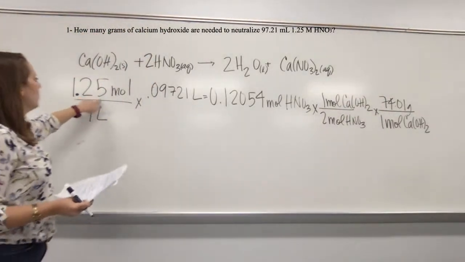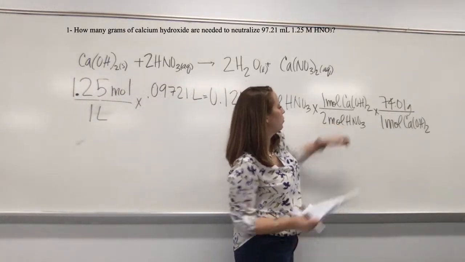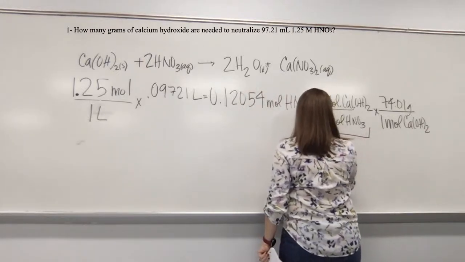From here, we converted moles per liter, multiplied by liter, got moles. Then we used the stoichiometric coefficient. This is from the balanced equation.